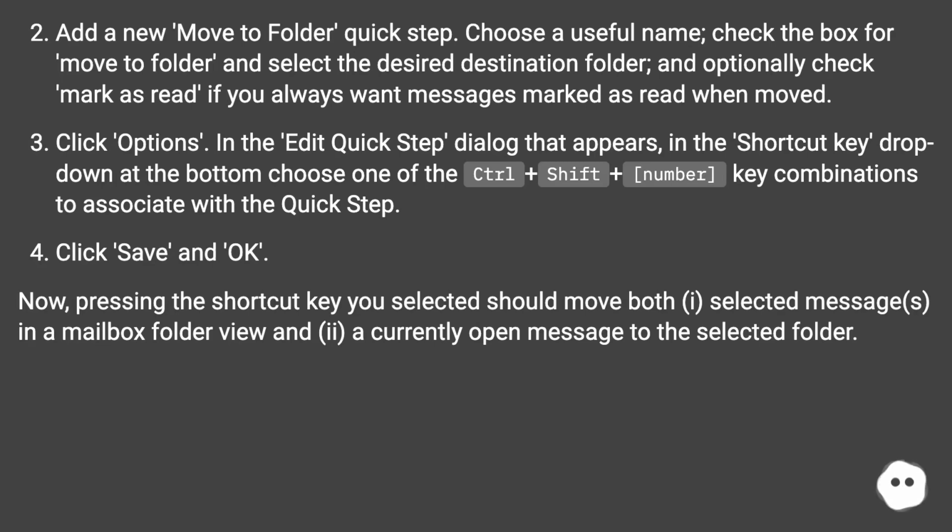Click Options. In the Edit Quick Step dialog that appears, in the shortcut key drop-down at the bottom, choose one of the Ctrl+Shift+Number key combinations to associate with the quick step. Click Save and OK. Now, pressing the shortcut key you selected should move both selected messages in a mailbox folder view and a currently open message to the selected folder.